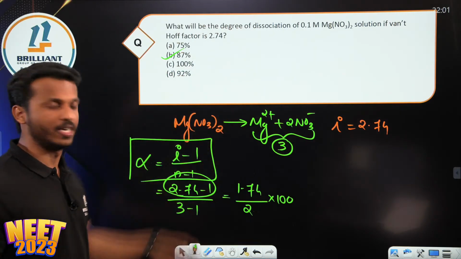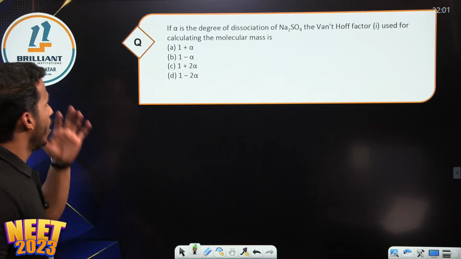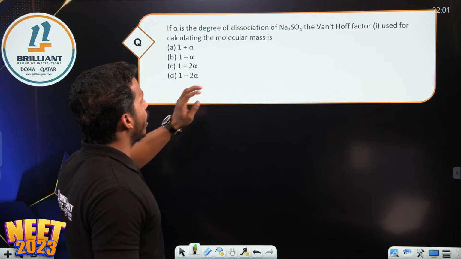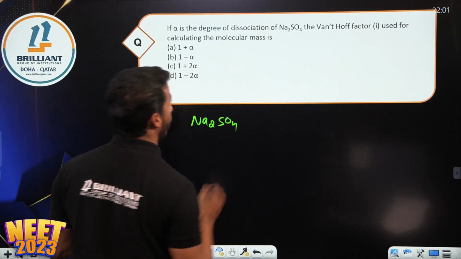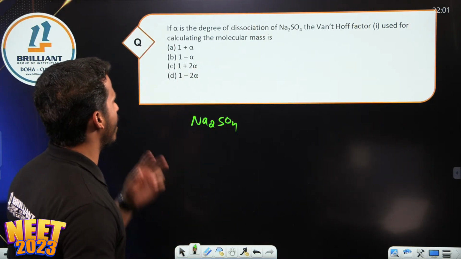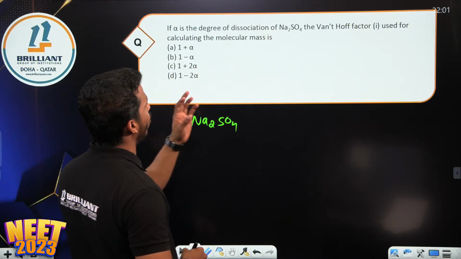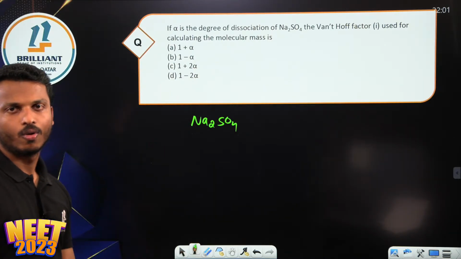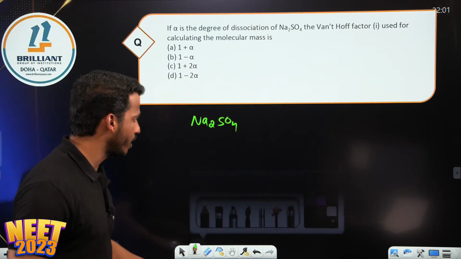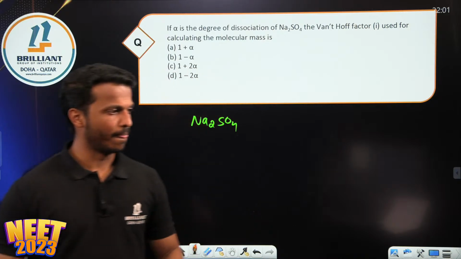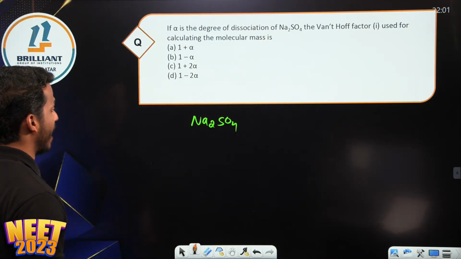Dear all, if alpha is the degree of dissociation of sodium sulfate, Na2SO4, the Van't Hoff factor i used for calculating the molecular mass is, what is the Van't Hoff factor for sodium sulfate? A simple question. Can you give the answer first, dear all?